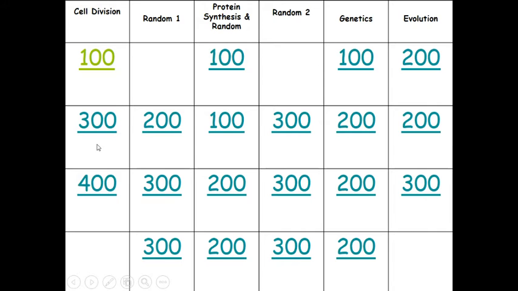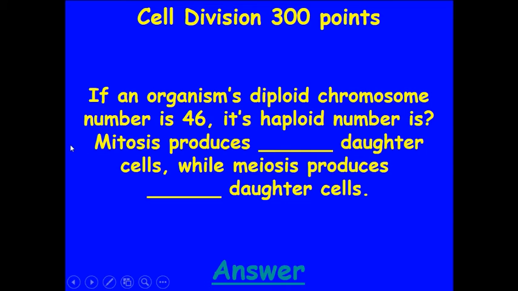Let me get the timer ready. Okay, here we go. If an organism's diploid chromosome number is 46, its haploid chromosome number is what? So you're going to have to know what diploid and haploid mean. Mitosis produces blank daughter cells, while meiosis produces blank daughter cells. These are not numbers. Which produces diploid? Which produces haploid? All right, a couple more minutes for this one.